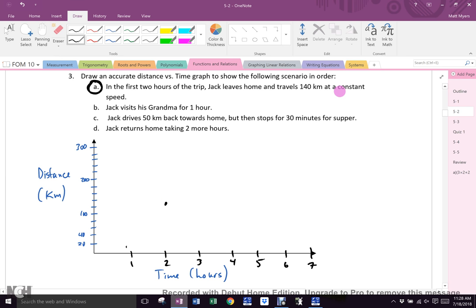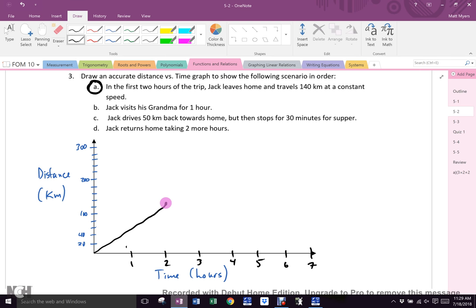Now, since it's a constant speed, we draw a straight line. Now, is that realistic? No, it isn't, because there's stoplights and things. But the way it's written, apparently Jack lives right on the highway. Out his driveway, off he goes. Okay? I know, technically. But everybody happy? Everybody agree? How fast was he going? 70 kilometers per hour, because 140 kilometers per 2 hours.